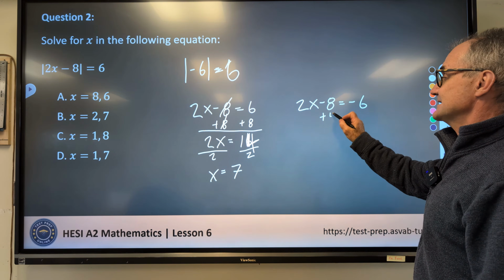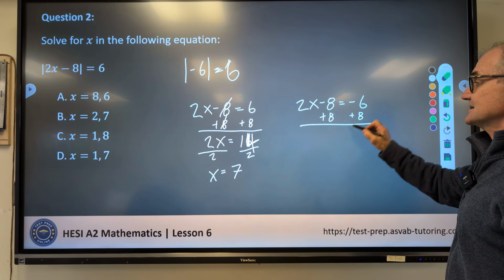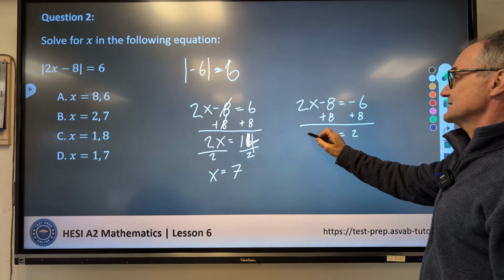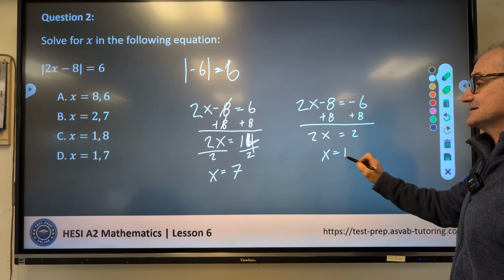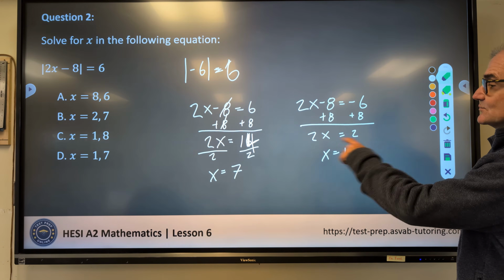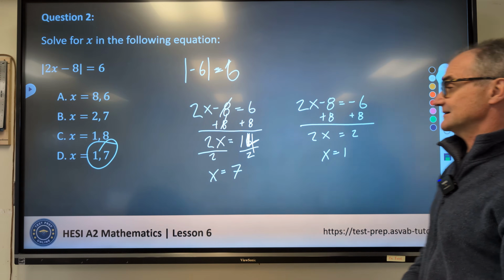Again, I'm going to add 8 to both sides. This time when I add 8 to negative 6, I get 2. So 2x is equal to 2. Divide both sides by 2 to get x equals 1. Two solutions, 1 and 7. Correct answer, answer D right there.